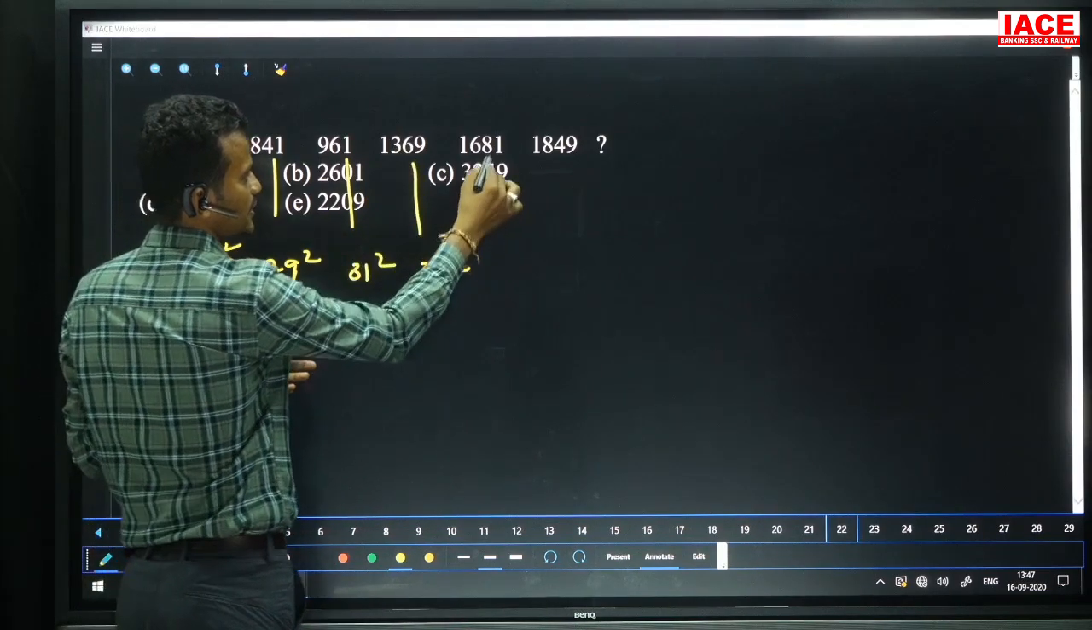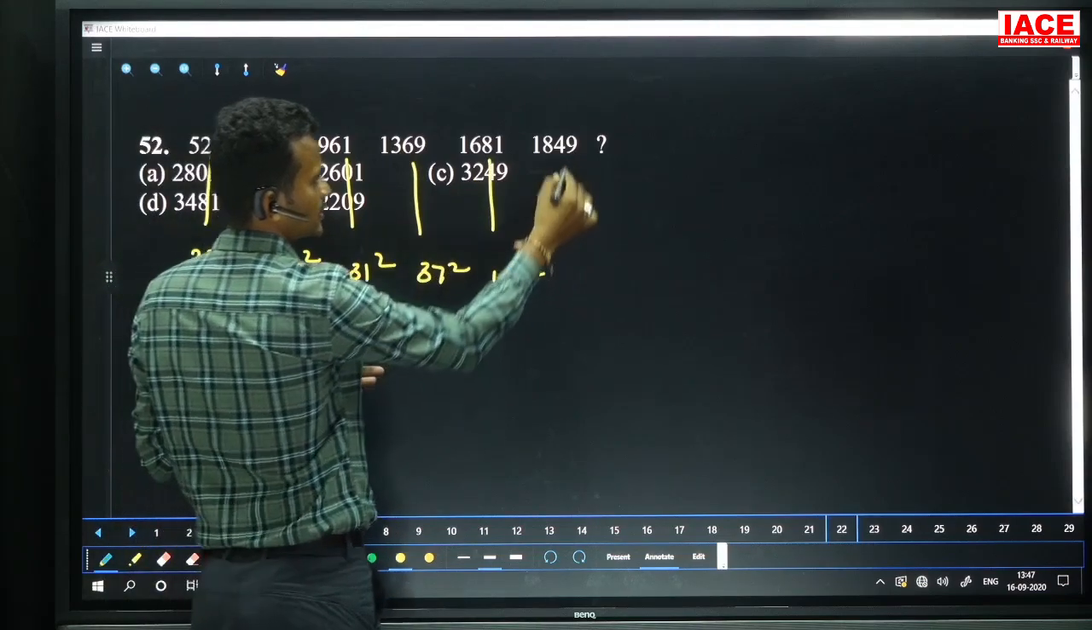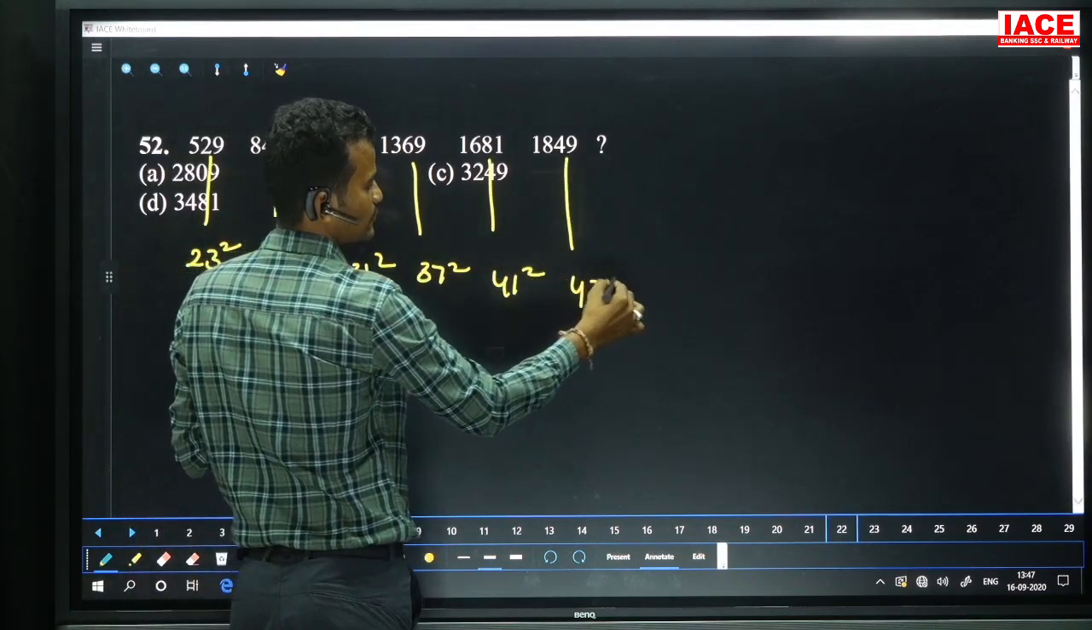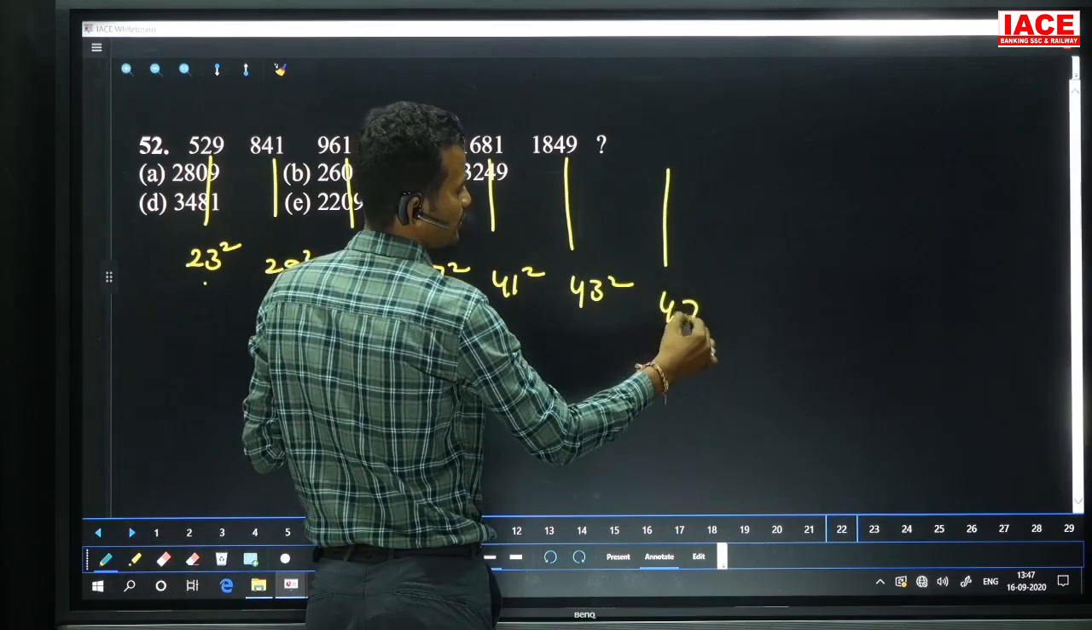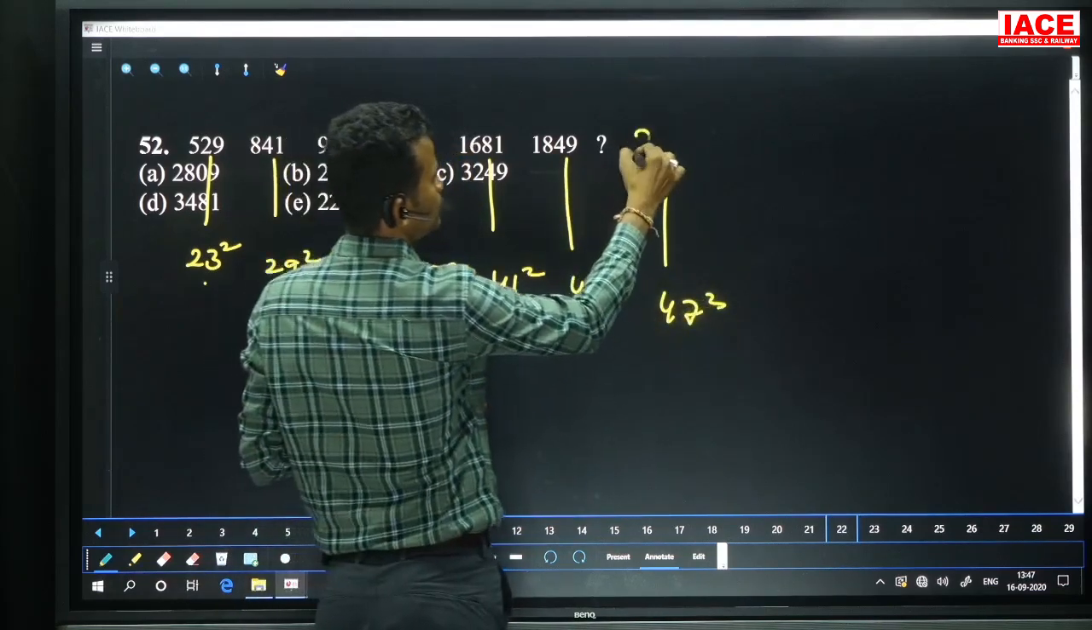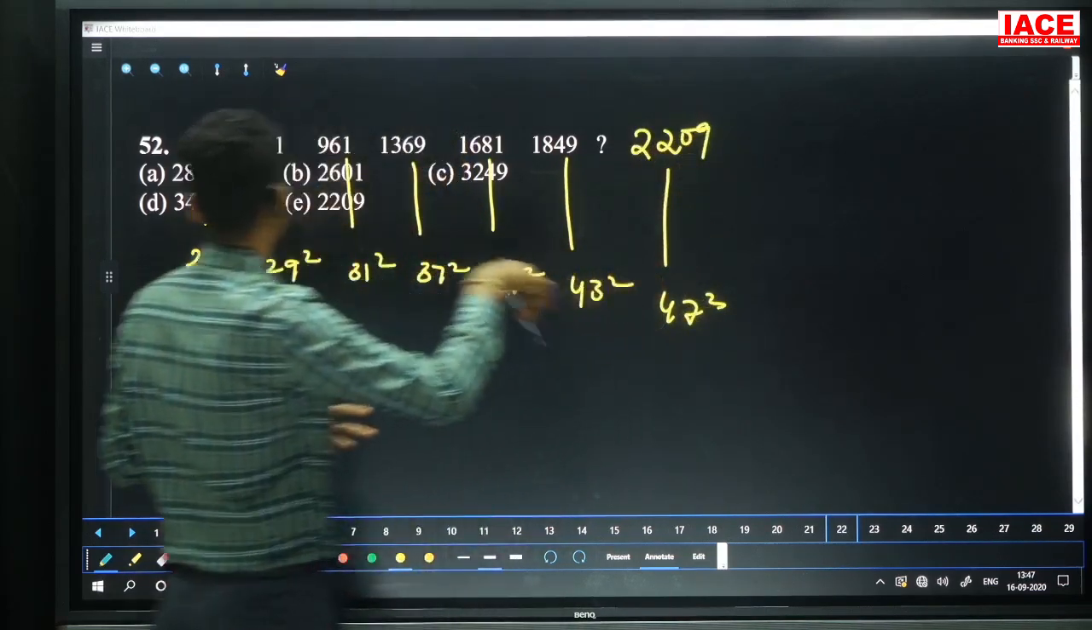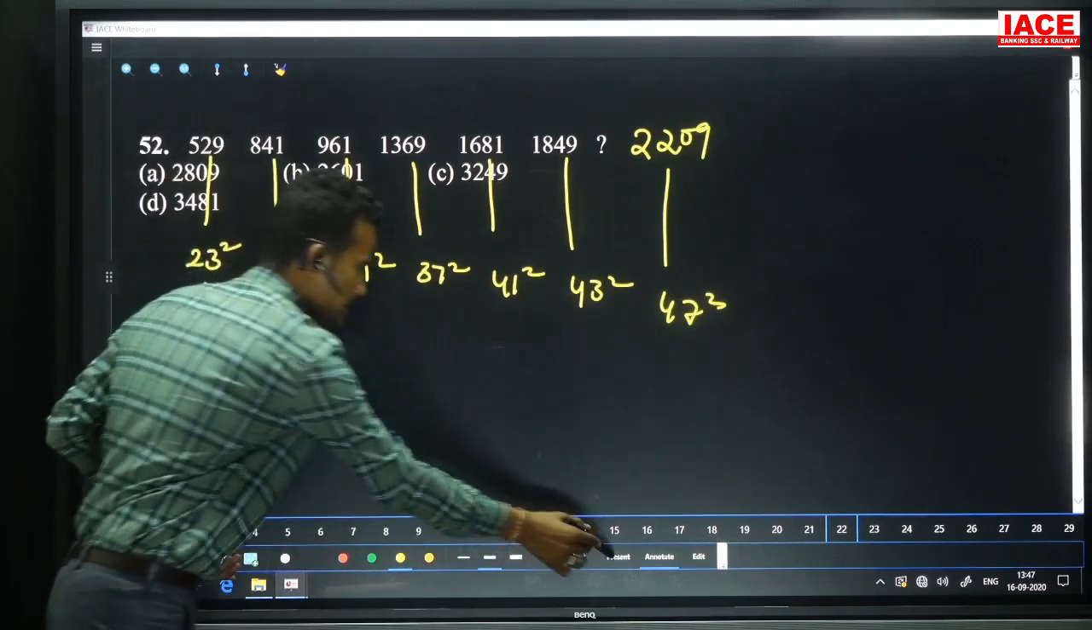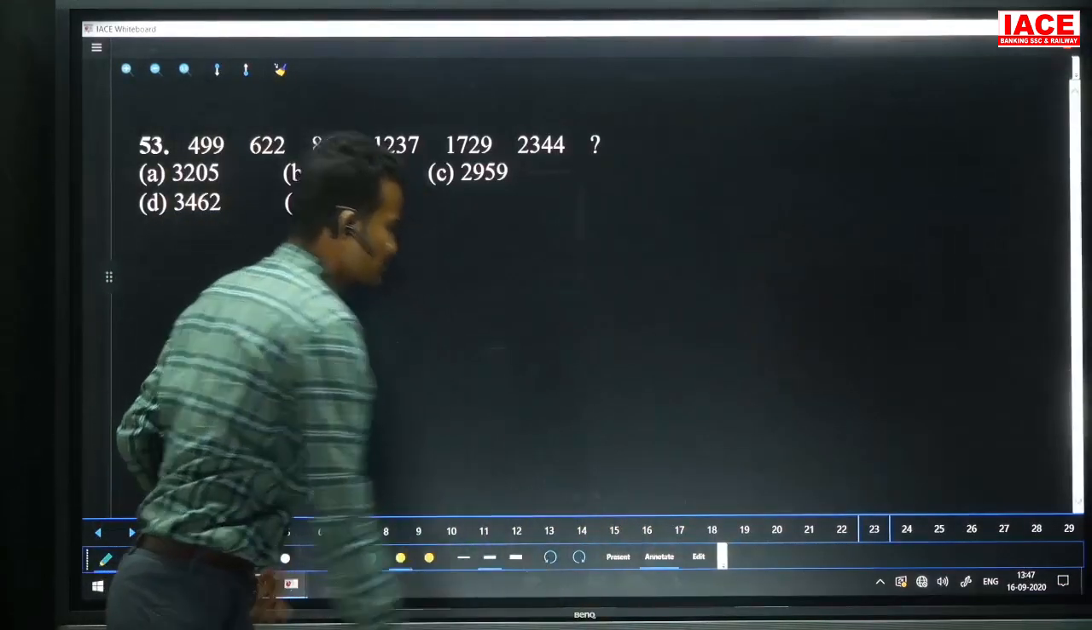37 square. Next prime number is 41 square. This is 43 square. Definitely, which is the next value? 47. 47 square value is 2209. So what is your answer? Option E. Clear? See the next one.